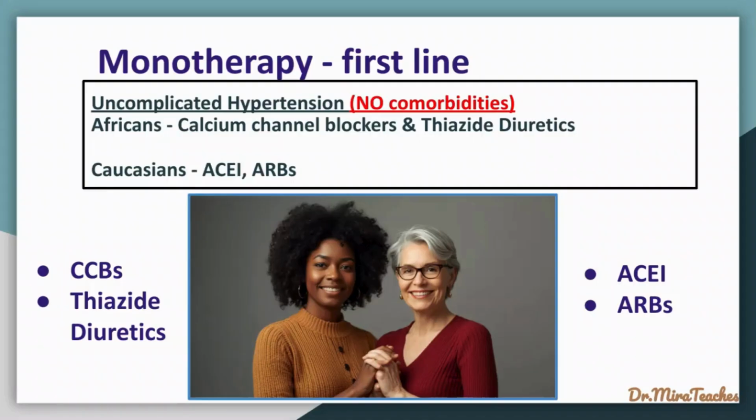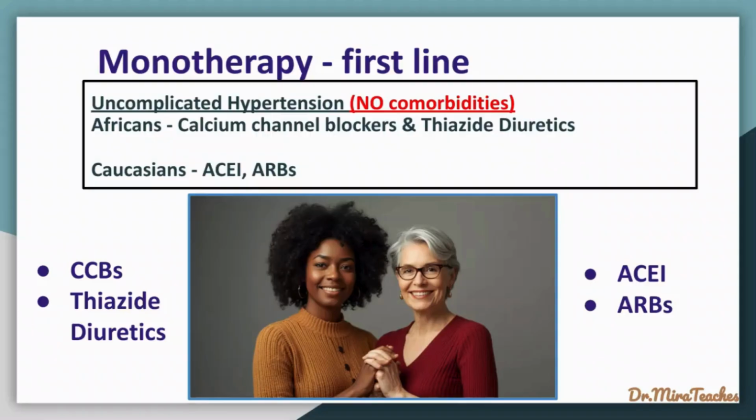Usually for Africans, it's been shown that calcium channel blockers and thiazide diuretics work better to bring the blood pressure down. So if an African comes to you in your clinic, we want to give calcium channel blockers like amlodipine, nifedipine, etc., or thiazide diuretics like bendroflumethiazide. That's why commonly when patients come to you in the clinic, they're either on amlodipine or they're on bendro, because it's been shown that that's what is good for us as Africans.